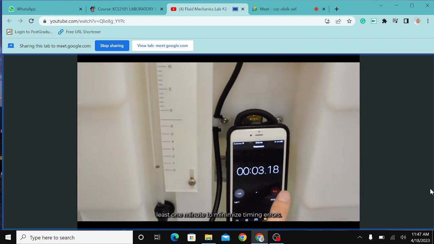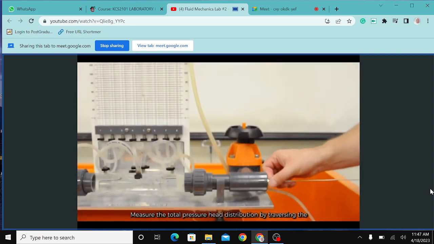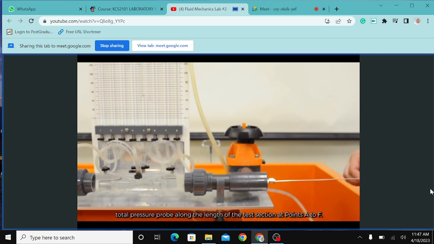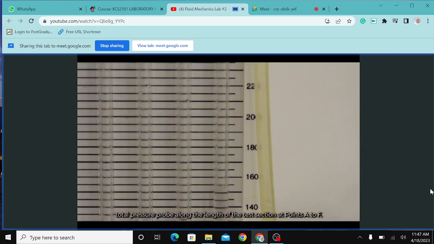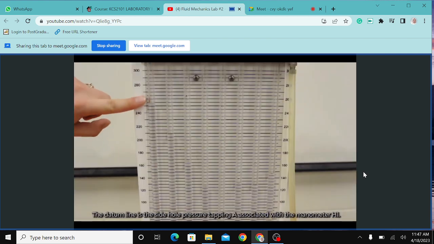You should collect fluid for at least 1 minute to minimize timing errors. Measure the total pressure head distribution by traversing the total pressure probe along the length of the test section at points A to F. The datum line is the side hole pressure tapping A associated with manometer H1.